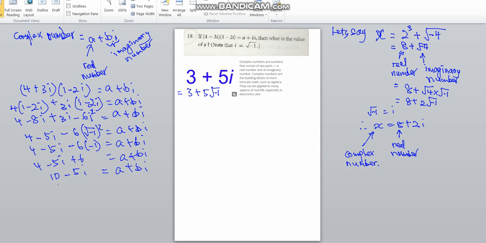Therefore, a must equal 10. And then the minus 5 on the left hand side, the coefficient of i, must equal the coefficient of i on the right, which is b. So you can find the value of a, which is equal to 10, and the value of b is equal to minus 5. That's it.